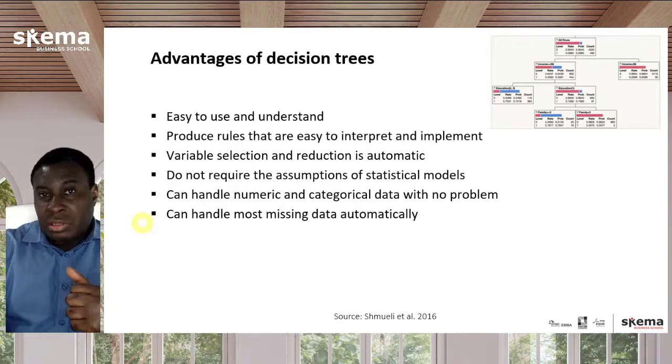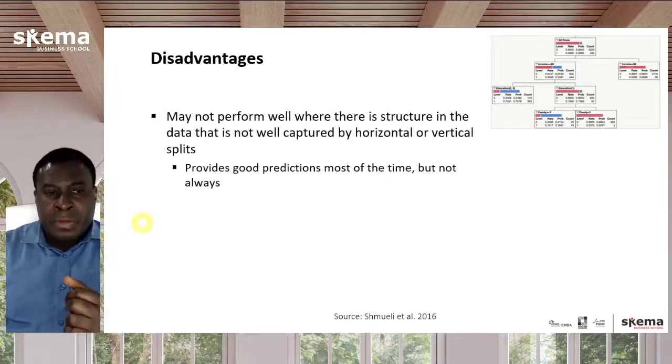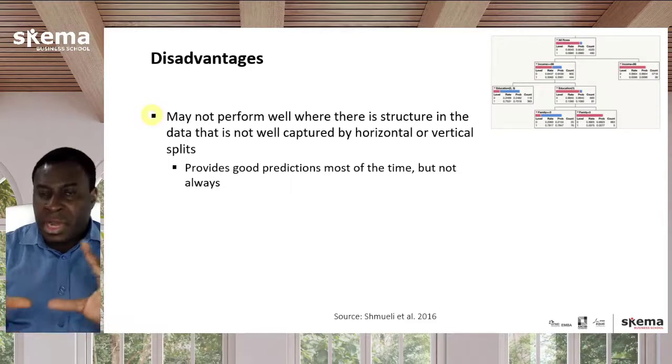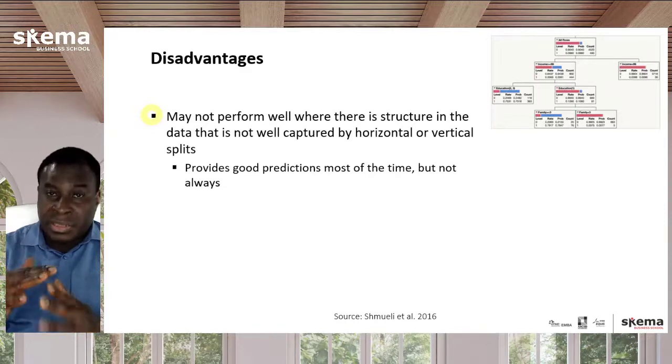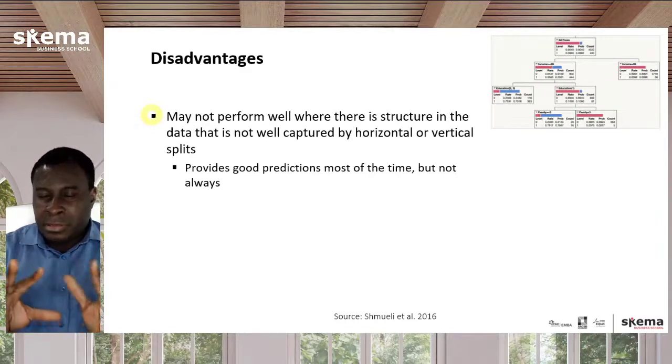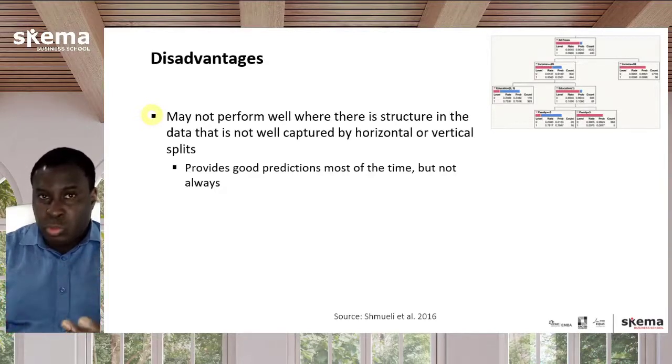However, all is not rosy. There are also some disadvantages of decision trees that you need to realistically understand when you use them. First, they may not perform very well when there's some kind of structure in the data that does not work horizontally or vertically in splitting the data. And this is a little bit hard to explain, but it has to do with the way decision trees work. The fact that each variable is orthogonal to the others.